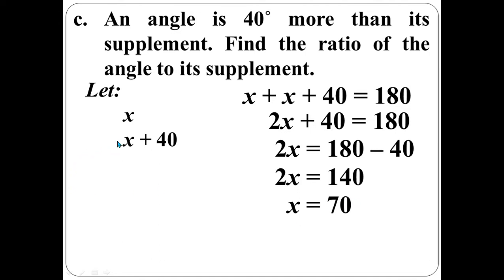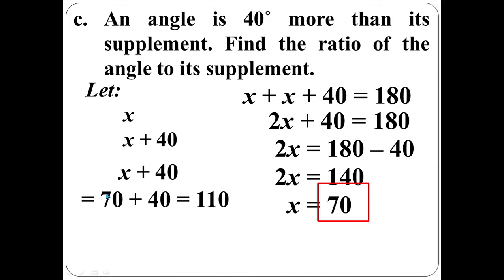At itong x plus 40, so we need to add 70 plus 40, which is 110. Again, when we add these two, 110 and 70, it equals 180. So, 110 is to 70 yung kanyang ratio.